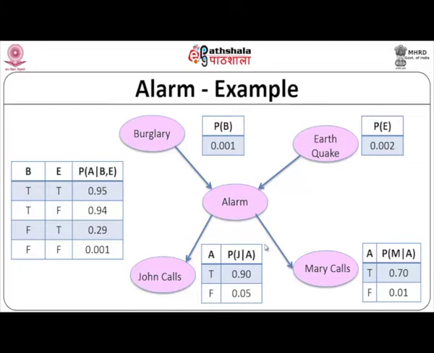So, if you look at this, deciding on the topology of the Bayesian network is quite important. These are all given by domain experts. Once this is given, this is the Bayesian network. We will come back to this again.